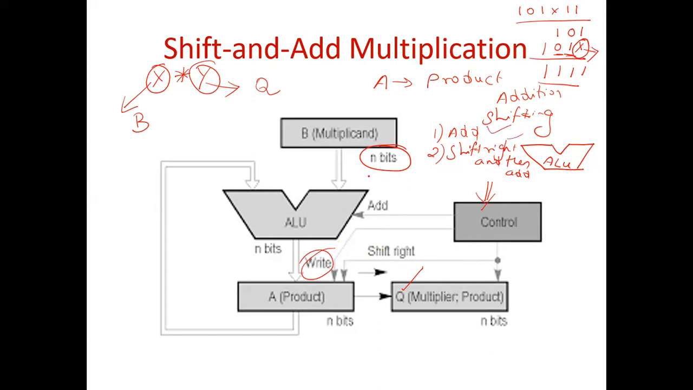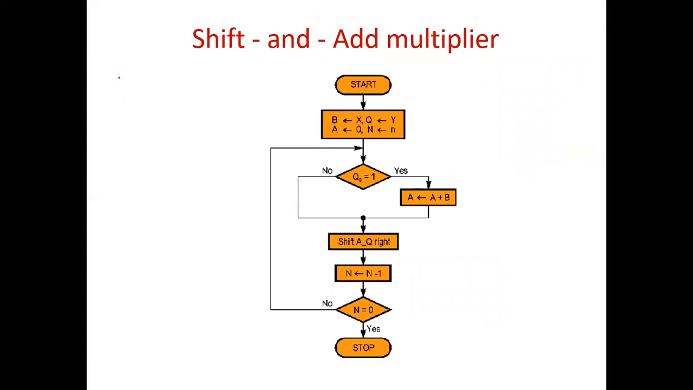If you look at this circuit diagram, it will be very difficult, so I will show you the flow chart. Multiplicand will be there, multiplier will be there, the final product will be in A, and I am performing ALU operations with a control unit. The control has two operations: add, or shift right and add. Now the same thing in the flow chart. What is B? B is the multiplicand. What is A? A is the final product. And what is Q? Q is the multiplier.